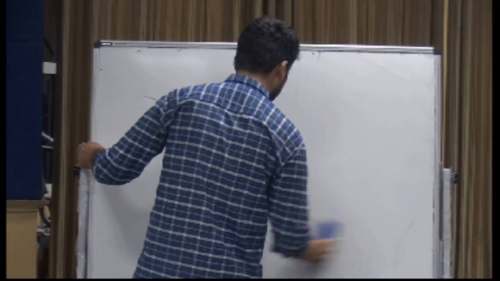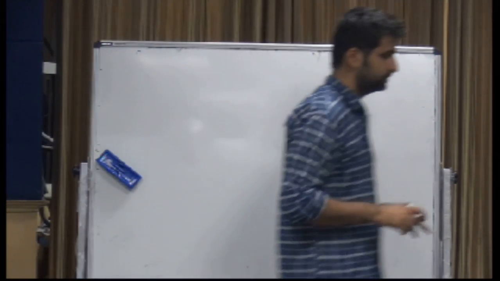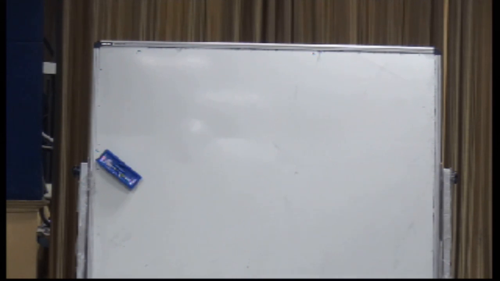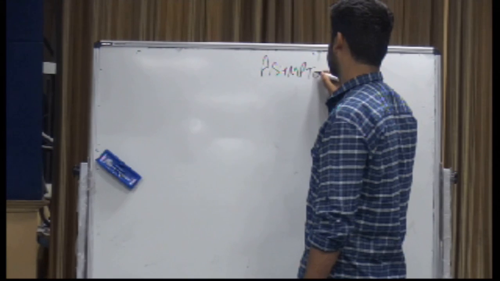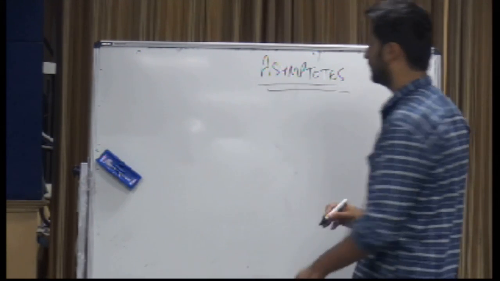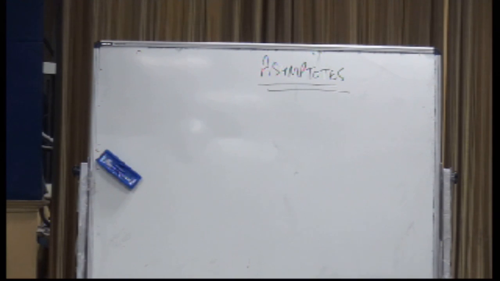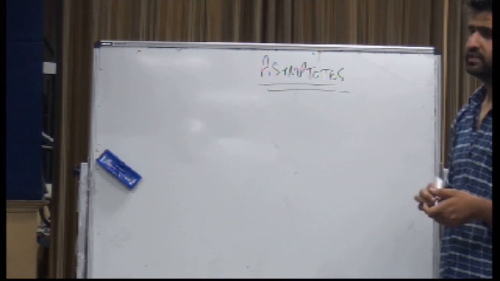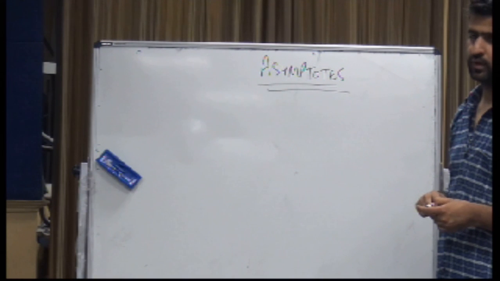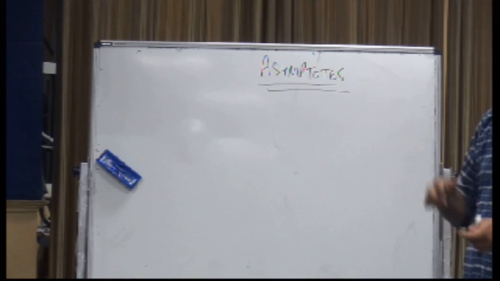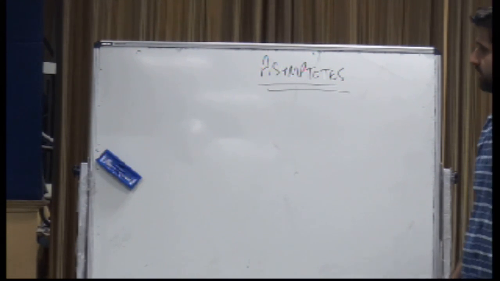So what is an asymptote? Write down the definition. An asymptote, so this is the spelling. An asymptote is the line which is tangent to a given curve at infinity. Tangent to a given curve at infinity.